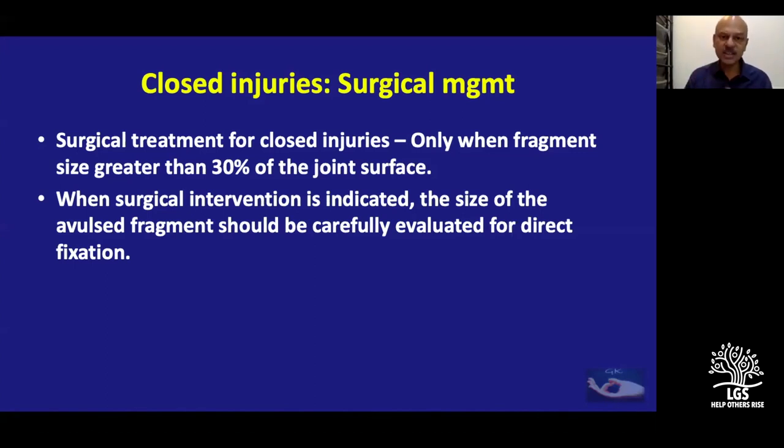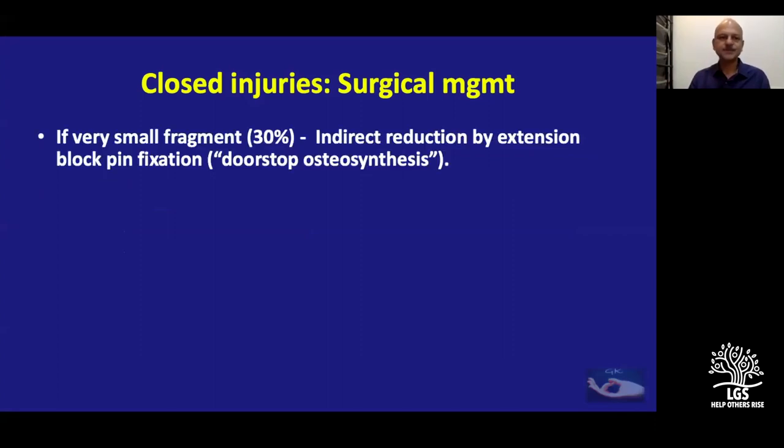But what surgical management we plan depends on the size of the fracture fragment. If it is a very small fragment, just about 30%, indirect reduction by what is known as the extensor block pin fixation, otherwise called the doorstop osteosynthesis. This is a very simple technique, but what we want to achieve is to get the two ends close together so that they can heal. This is exactly the basic principle of surgical management of mallet finger. So we'll see how this is done.